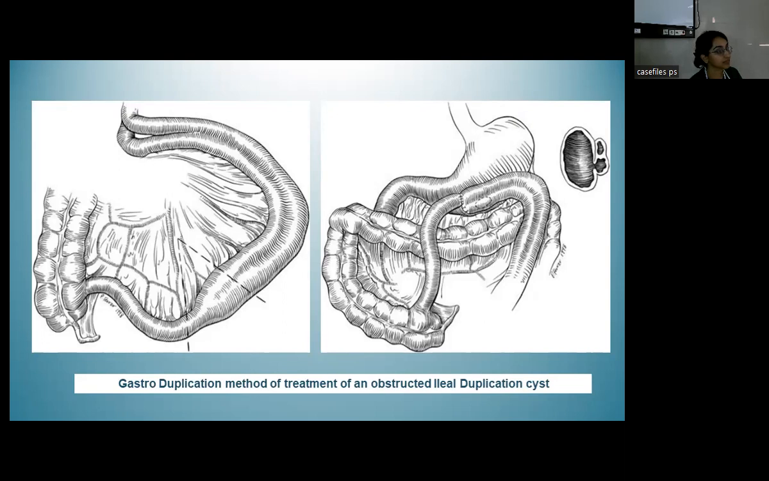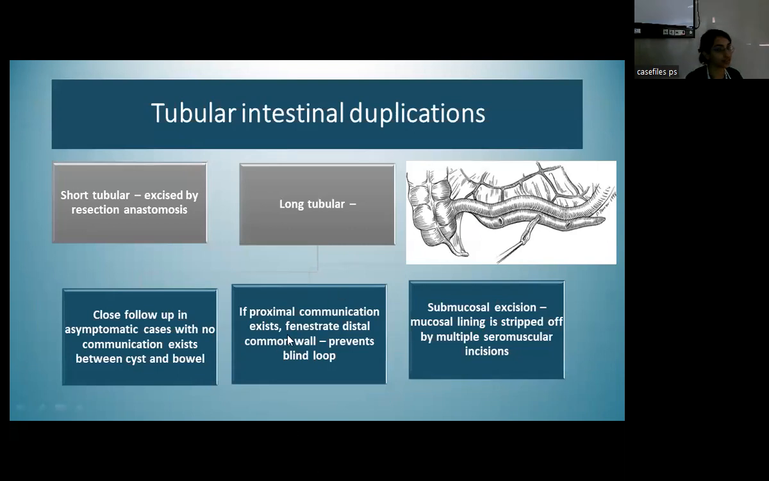These things are not very common, so it's a surgical challenge. You can even connect both the units. If proximal communication is there, then we can do that also. That's a better option. But you always have to consider which one is which. It's not very straightforward like that.